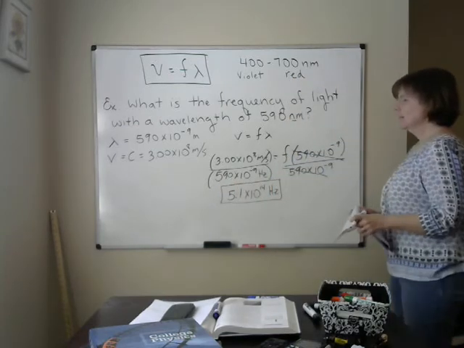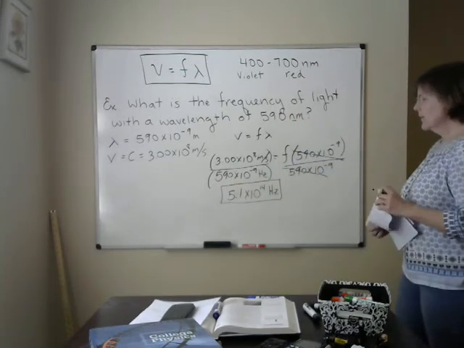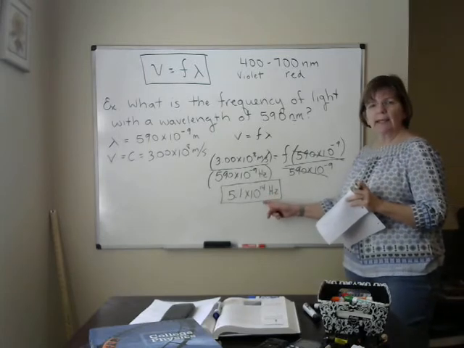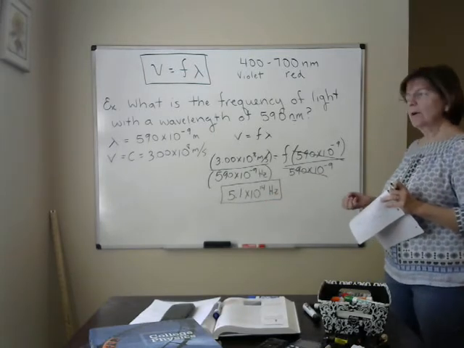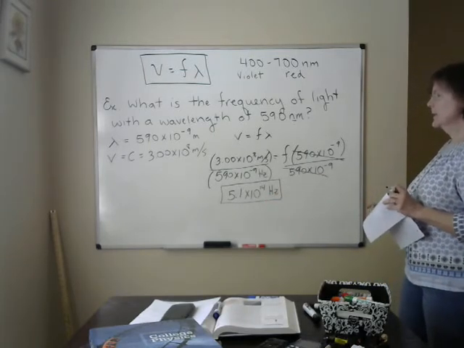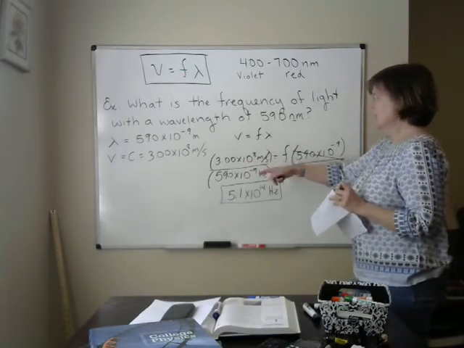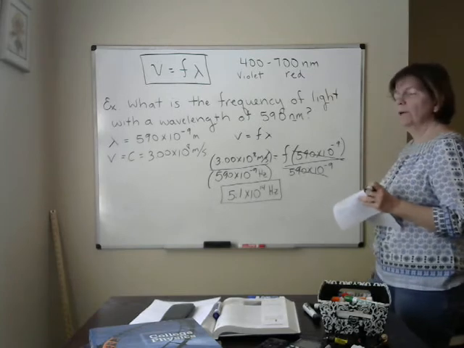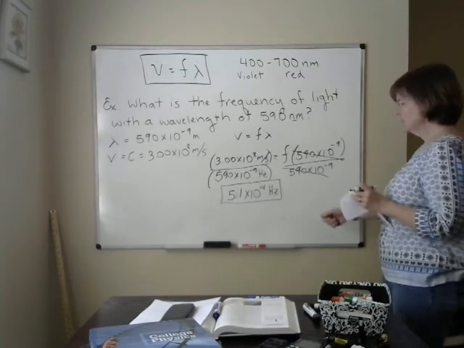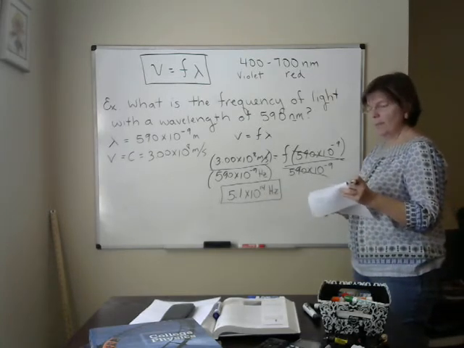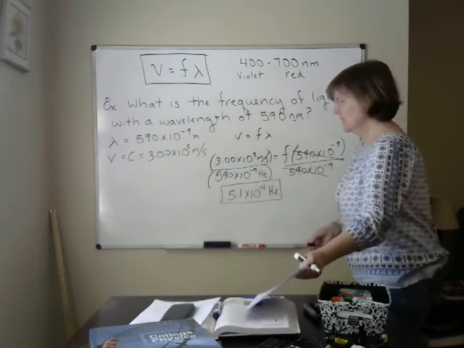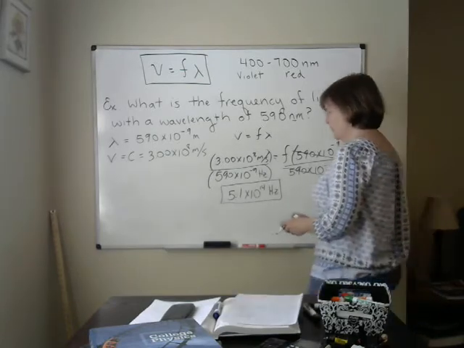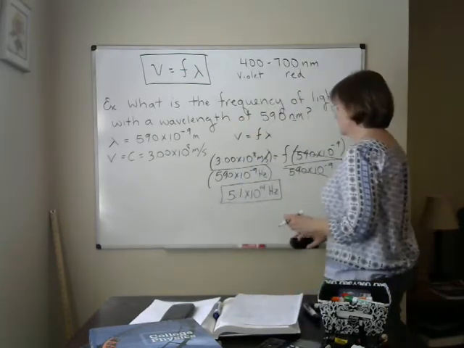Anytime you're talking about visible light, the frequency is going to be around 10 to the 14th hertz, because it's going to be this 3 times 10 to the 8th divided by a number somewhere between 400 and 700 nanometers. And it's always going to give you one that is about that size. Okay, let's do another example with that same formula.